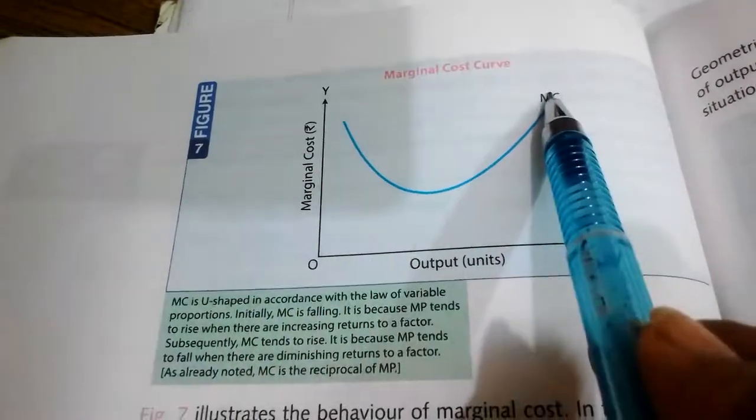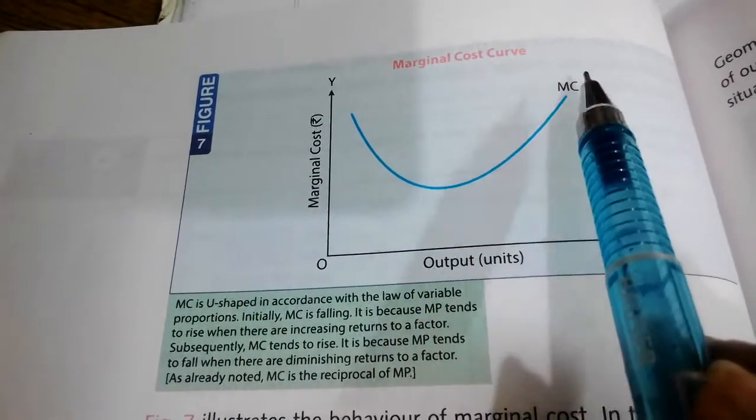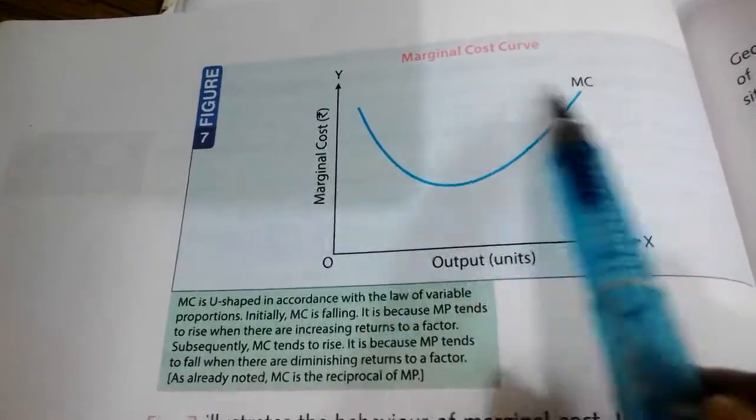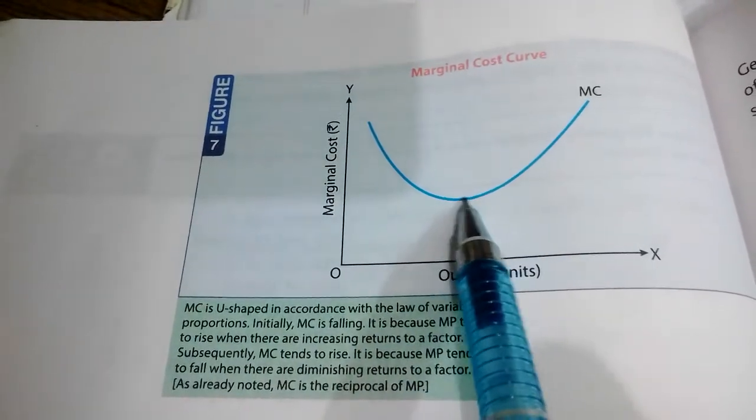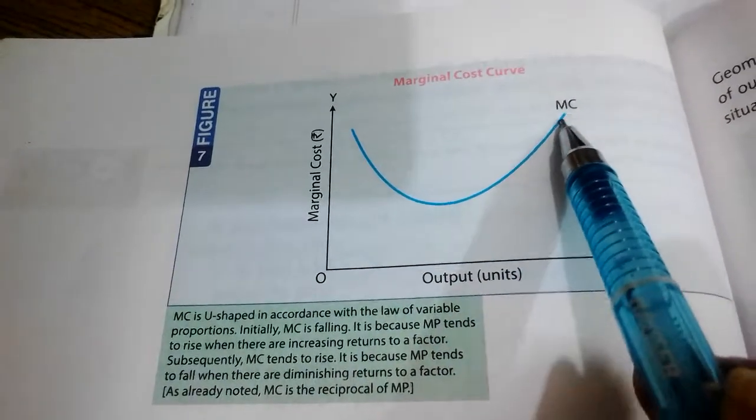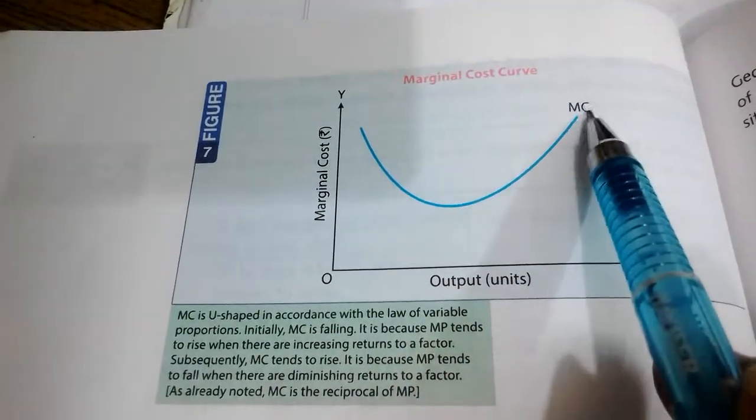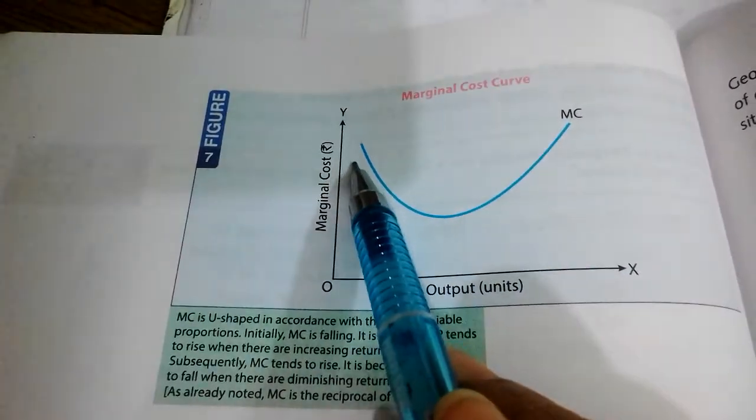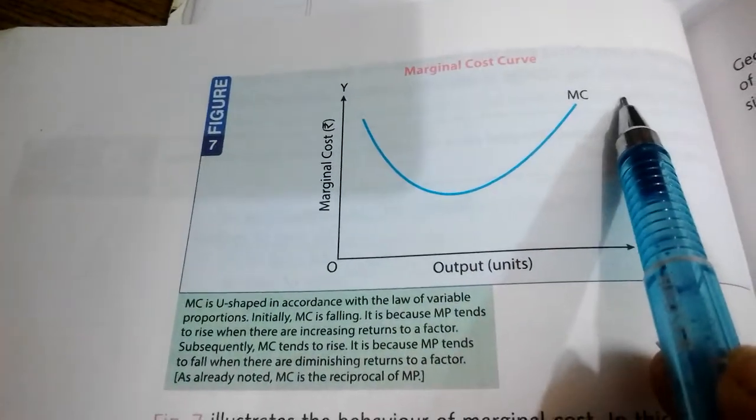So we get a U-shaped curve, and this U-shaped curve is the marginal cost curve. Okay, so this shows that firstly it is decreasing, then it remained constant for some time, and then again it started increasing. So this represents the U-shaped marginal cost curve. That means earlier decrease, then constant, and then increase. Fine.